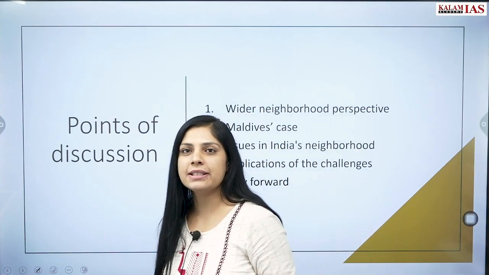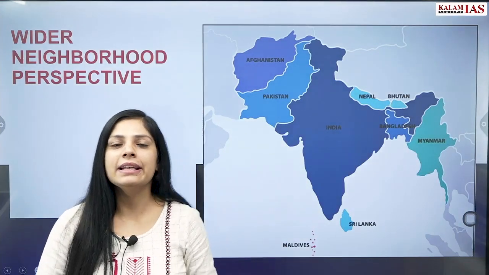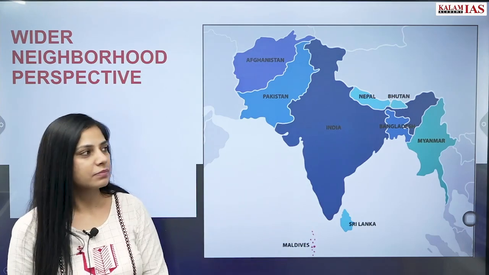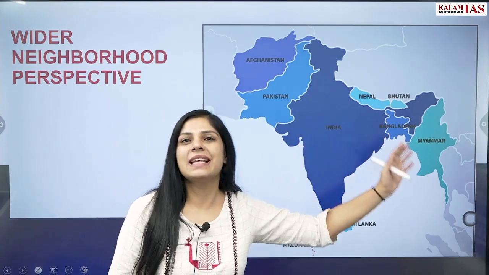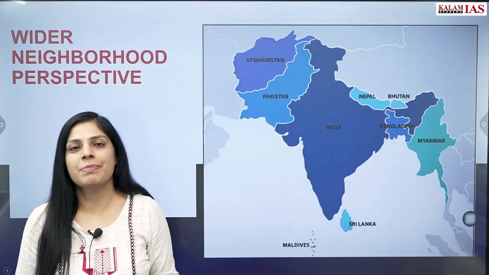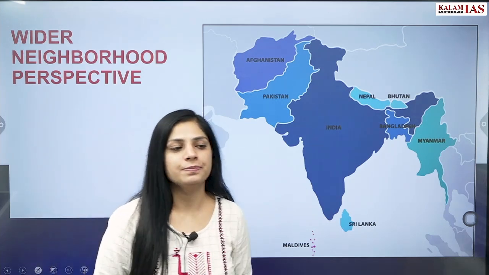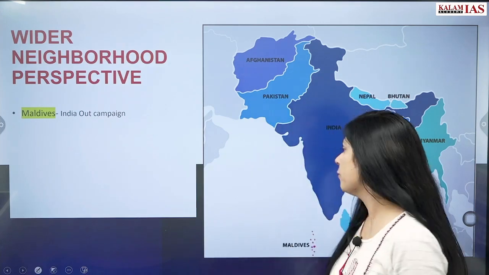So to start this discussion, we'll first look at India and its neighborhood map. Roughly, the region of South Asia comprises the expanse of India's neighborhood. Now, as I said, the most recent issue we can see is Maldives.